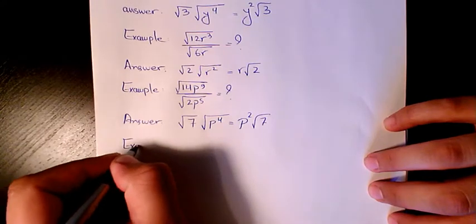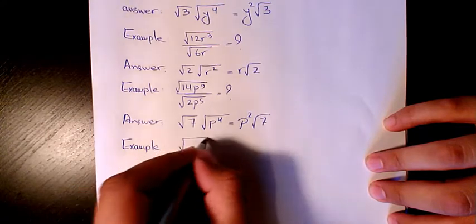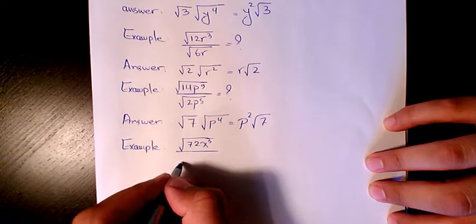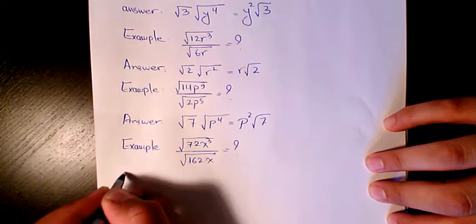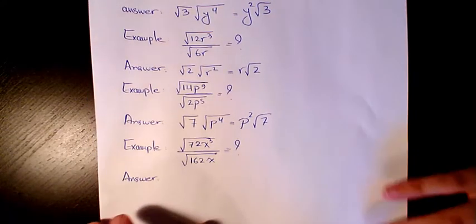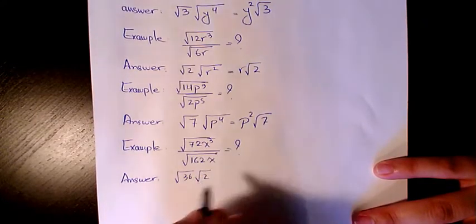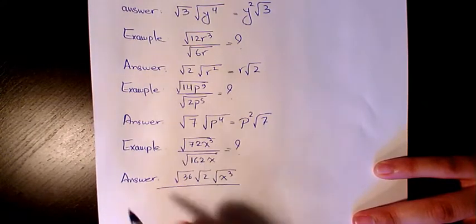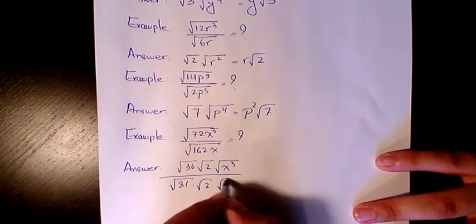Then the next example is root 72 x to the power of 3 divided by root 162 x. The answer is: root 72 is the same as root 36 times root 2, times root x to the power of 3, and 162 is 81 times 2, so it's going to be root 81 times root 2 times root x.